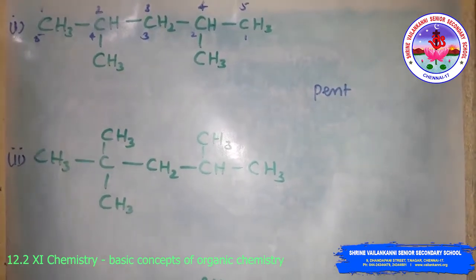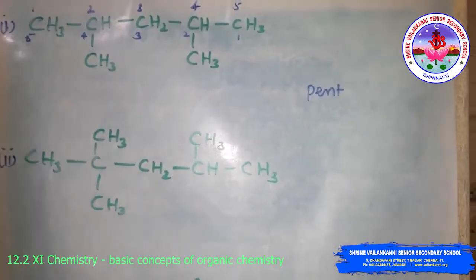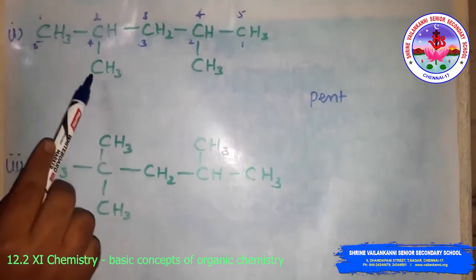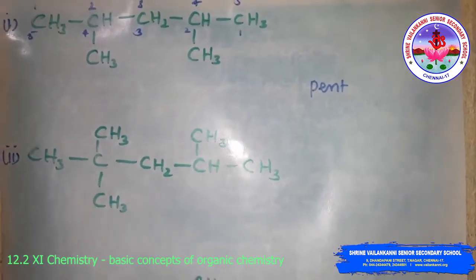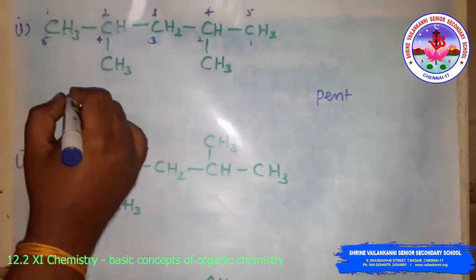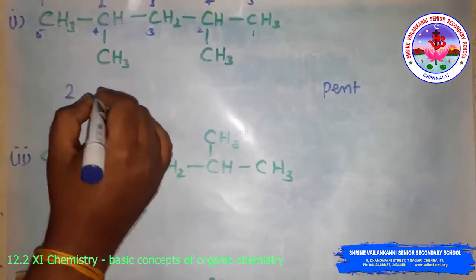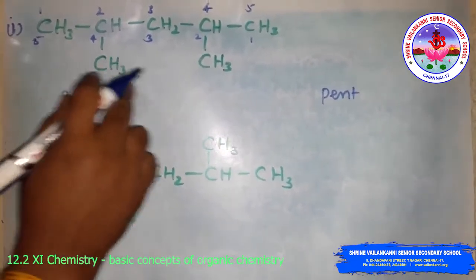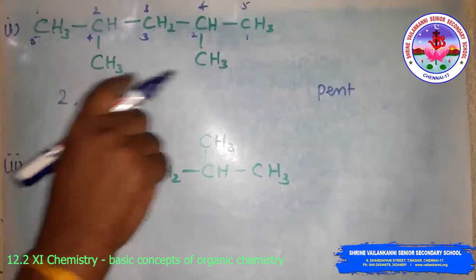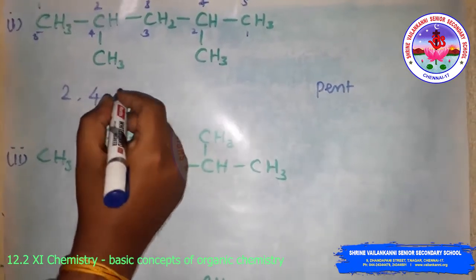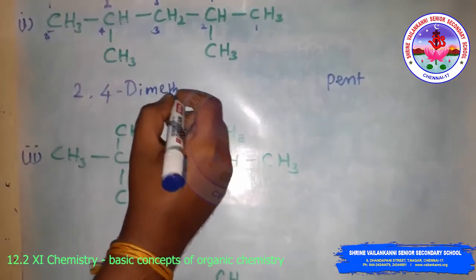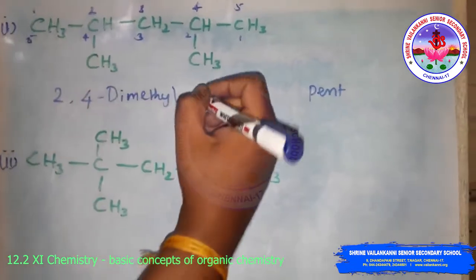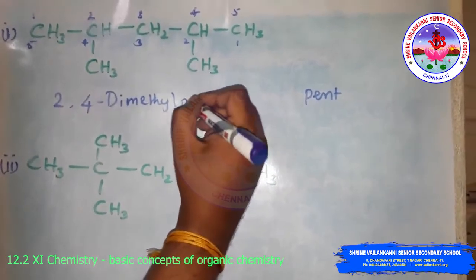Okay. See here, the 2nd position has one methyl, then the 4th position has another methyl. So you have to use 2, 4. Two methyl groups are present, so two methyls means write hyphen dimethyl pentane. So this is the saturated hydrocarbon, so dimethyl pentane.